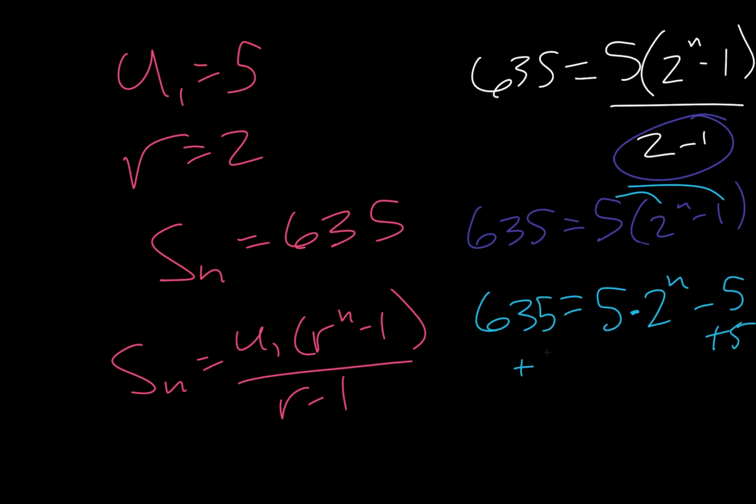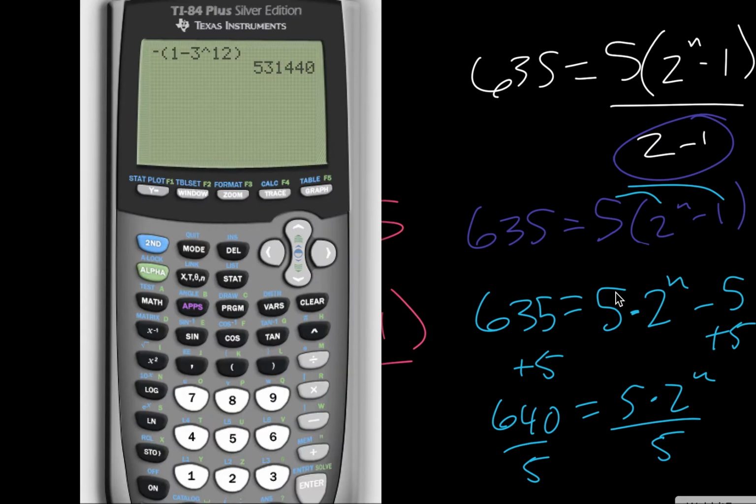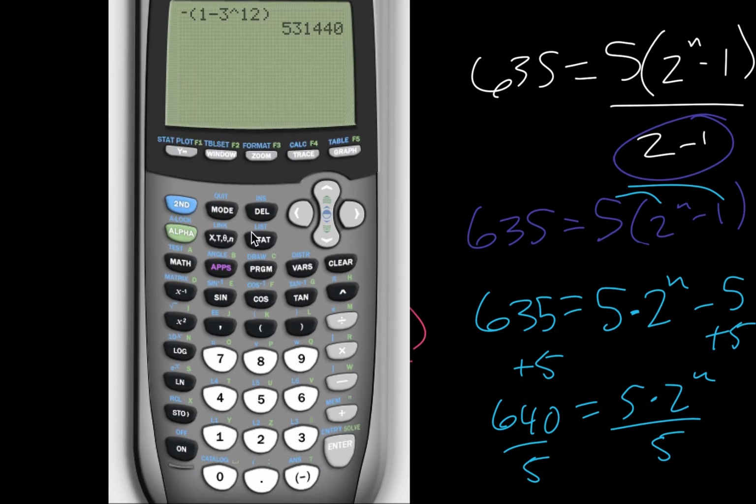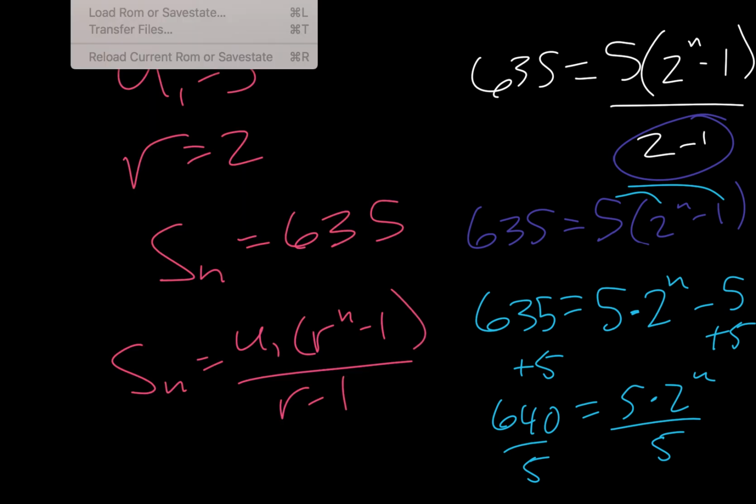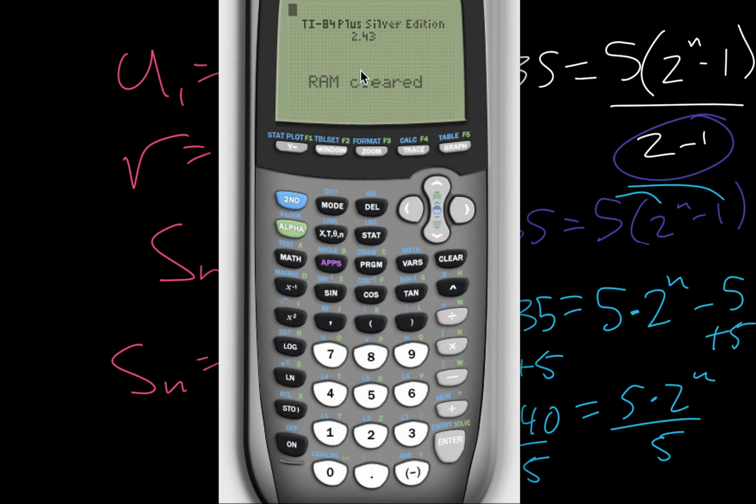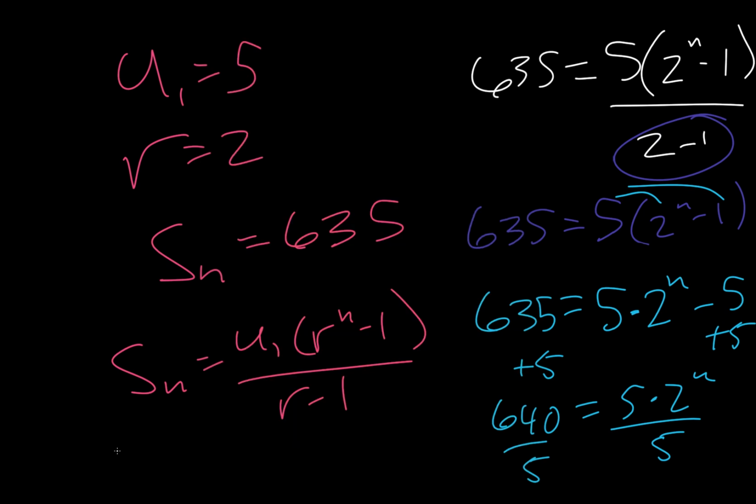Add 5, 640. Divide by 5, divide by 5. So 640 divided by 5 is 128. So we get 128 equals 2 to the n.